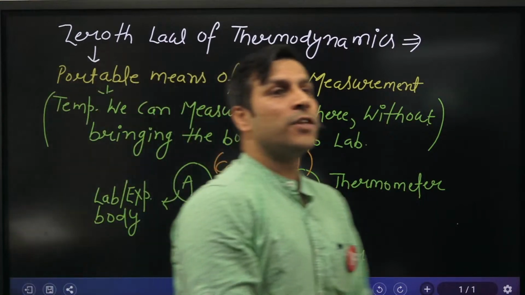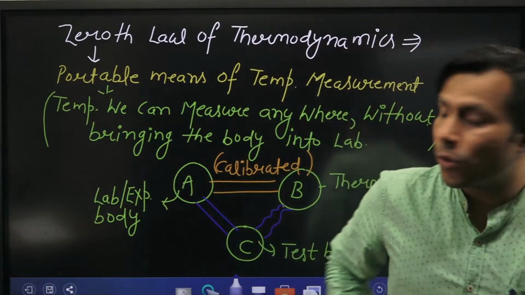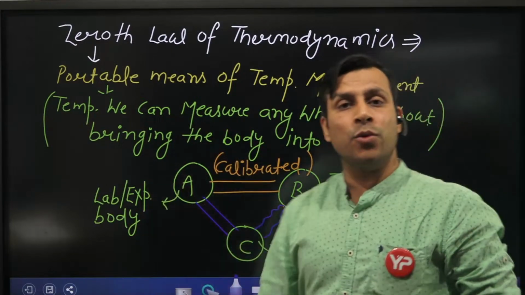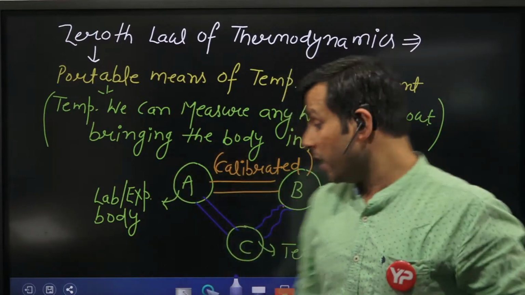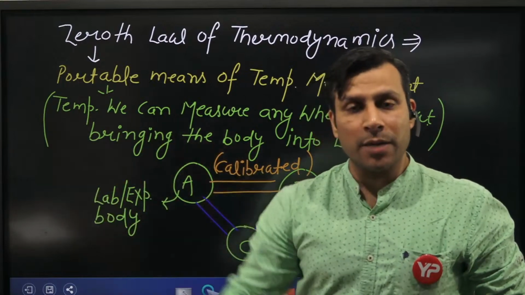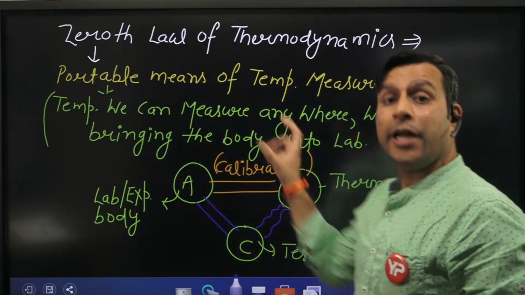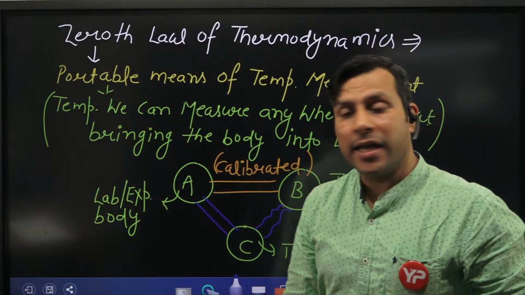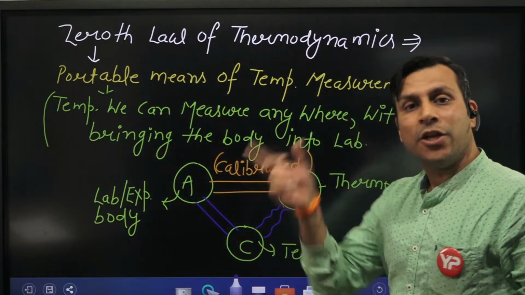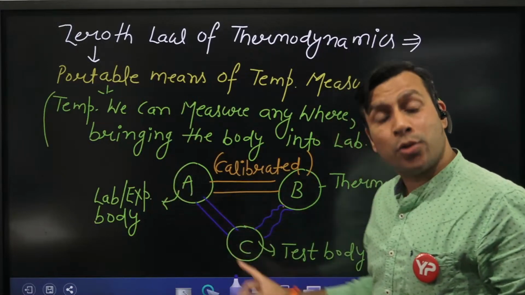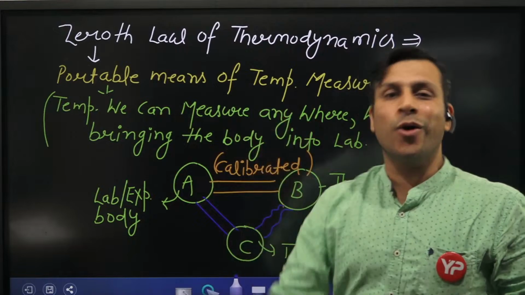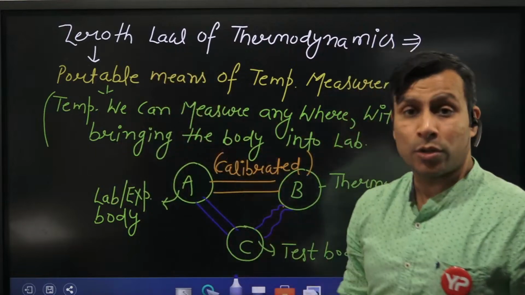So what is the definition of this particular law? There are three bodies which we can consider: A, B, C. A is known as your experimental body or lab body, B is your thermometer, and C is your test body. So the zeroth law of thermodynamics states that if B is individually in thermal equilibrium with A separately, and it is also in thermal equilibrium with C separately, then you can say that A and C are also in thermal equilibrium with each other without bringing A and C close to each other. That is a concept given by the zeroth law of thermodynamics.